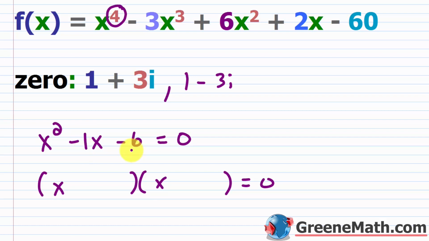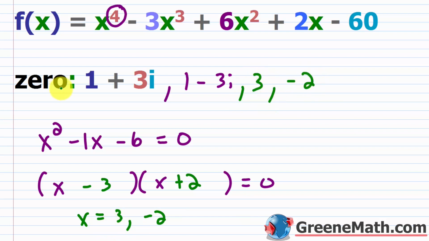Well, you could do negative 3 and positive 2. So obviously, if you solve this, you would get x is equal to 3 or negative 2. So I can just add this to my list here and say that another 0 would be 3 and another one would be negative 2.